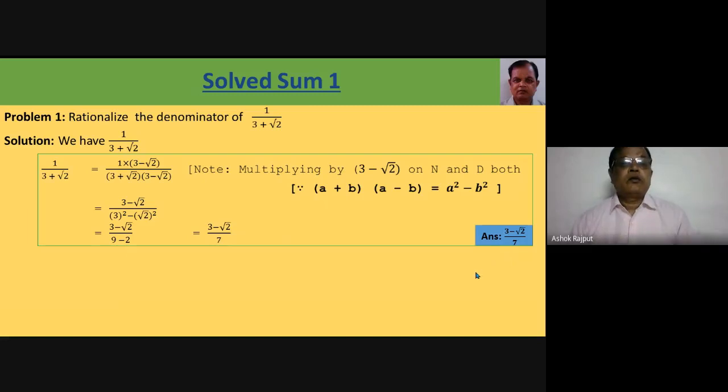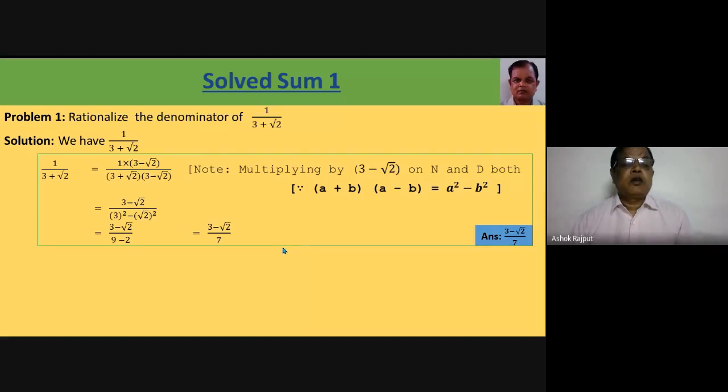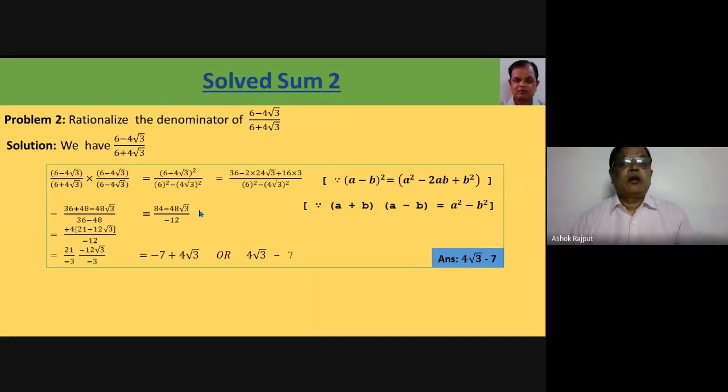Have you understood? It is a very simple sum. So you can solve other sums also because here you only need to rationalize the denominator. So we will change the middle sign and multiply both numerator and denominator. Now we will explain the next sum.